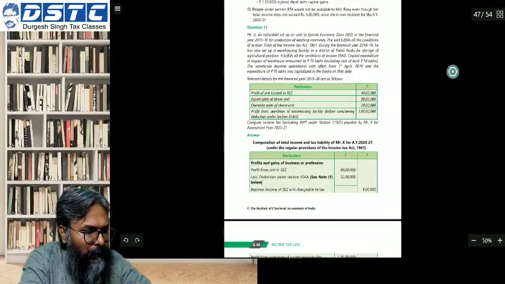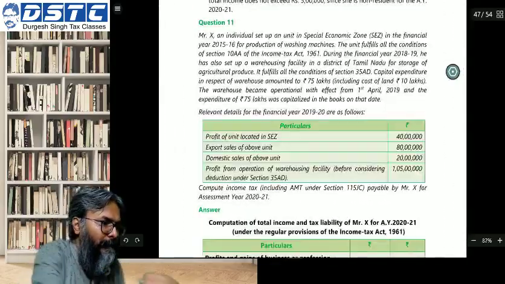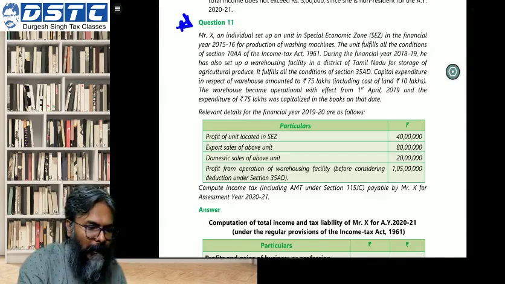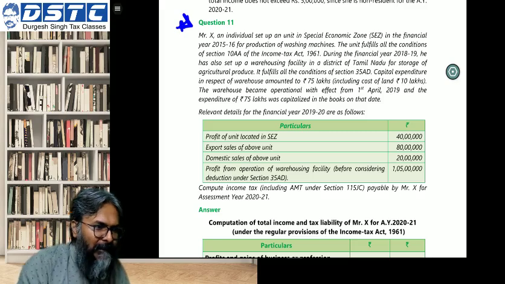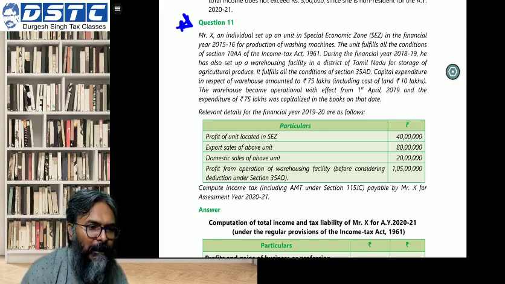This is a question. Let's see. Very good question. Mark this to be important. You will straight away get the same question. Mr. X, an individual, set up a unit in SEZ in the financial year 15-16 for production of washing machine. The unit fulfilled all the conditions of Section 10AA of the Income Tax Act 1961.